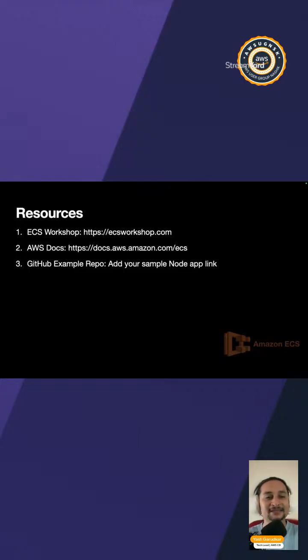The next best and always best resource to learn AWS products is AWS documentation. docs.aws.com/ECS, which is basically going to take you to the ECS documentation for AWS. And the GitHub example repo, add this Node.js app link. This is something I will park for later. As I told you guys, the demo part I'm going to do in the next session. But yes, you will have the Node.js application link for GitHub very soon.